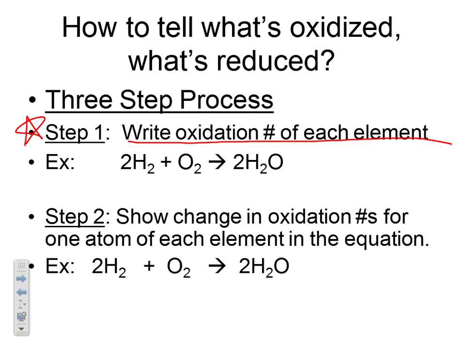We look at the change in charge. How did the charge change? So our first step has to be figuring out, hey, what's the charge? Because you can't figure out how the charge changed unless you know what the charge is first. So write the oxidation numbers for each element on both sides of the arrow.